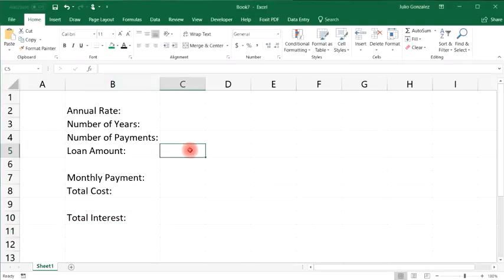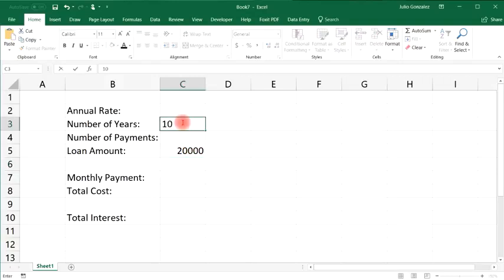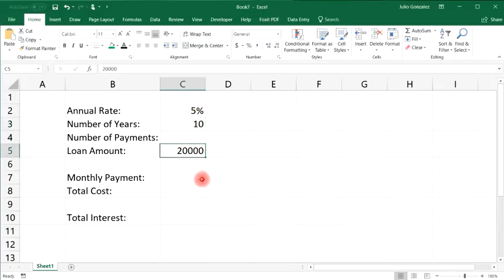So let's say that we take a loan of $20,000 to buy a car. And let's say we want to pay it off in 10 years. And we have an annual interest rate of 5%. What is our monthly payment? How much do we need to pay every month so that we can pay off this $20,000 loan in 10 years with a 5% annual interest rate?